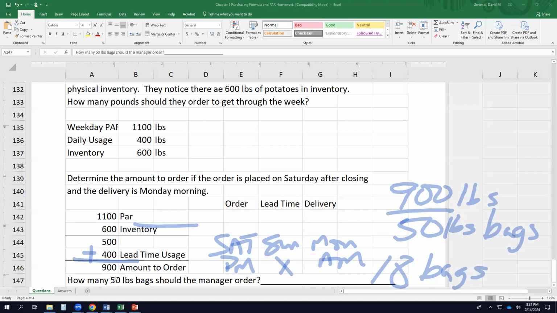Now, fortunately, a lot of places you work in the future are going to have everything automated. You just put in how many you have in inventory and it'll automatically tell you how much you have to order. But what happens if your computer shuts down? You have to know how to do it manually, right? And you have to take into account your lead time usage, because if you don't, you're going to perpetually be short on product, okay? Questions, comments, concerns about ordering?